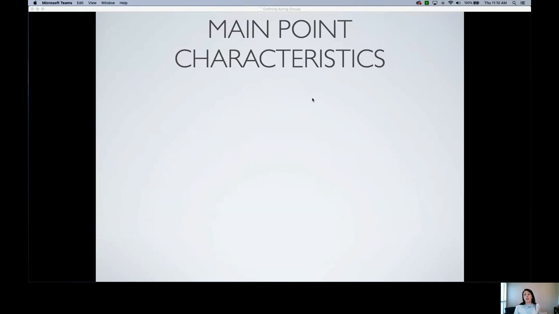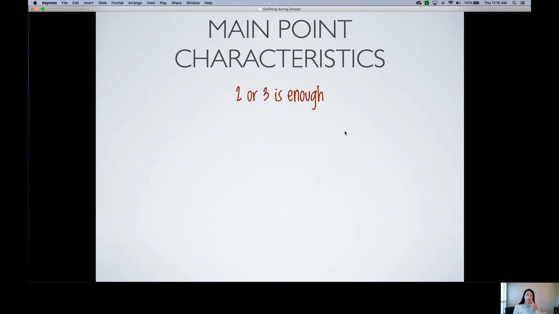But here is where we are going to really develop our main points so that they can stand for themselves and they also support our purpose or our thesis statement. So let's go back to my presentation and talk about some characteristics of main points. Some of the things that we need to think about when we're planning our speech is that 2 to 3 main points is enough.